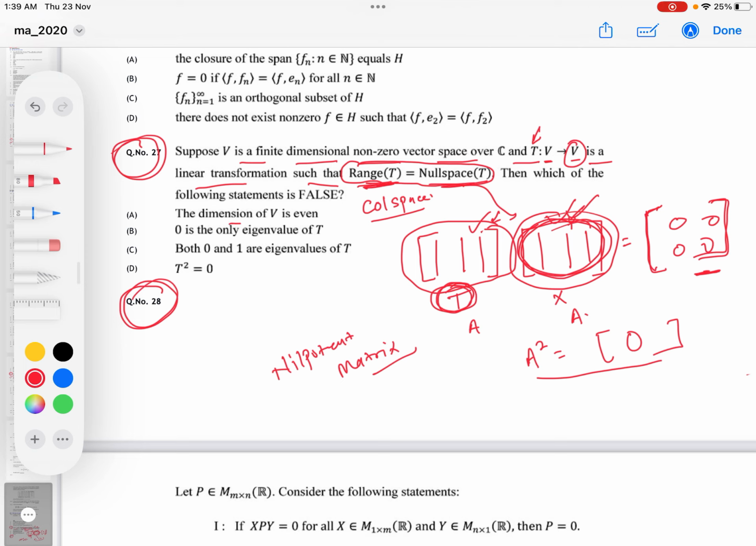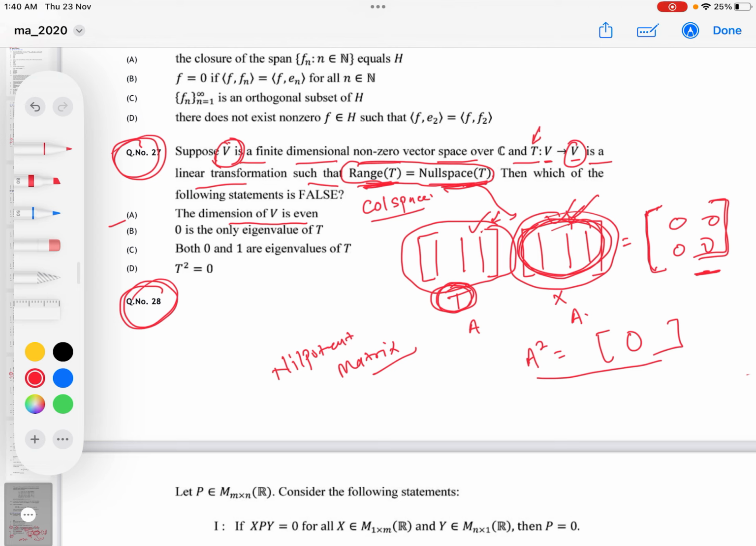So the dimension of V is even, and what is this V? This V is the complete space that these two matrices belong to, right? So given this relation, according to option A, the dimension of V is even. It is a correct statement. How? Let me explain.